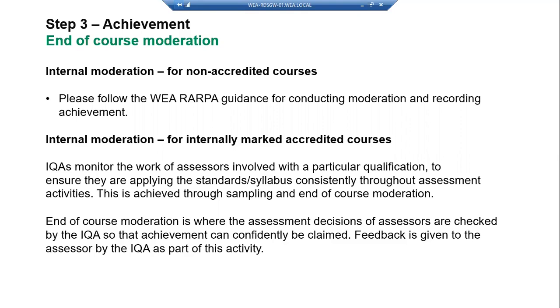This is where the assessment decisions of assessors are checked by the IQA so that achievement can then confidently be claimed. If there are any discrepancies, as we said before, they're flagged by the assessor and confirmed or dealt with by the IQA, or if not, they're flagged by the IQA, and then we basically present that to our EQA, who's our external quality assurer. And the feedback is given to the assessor by the IQA as part of this activity.